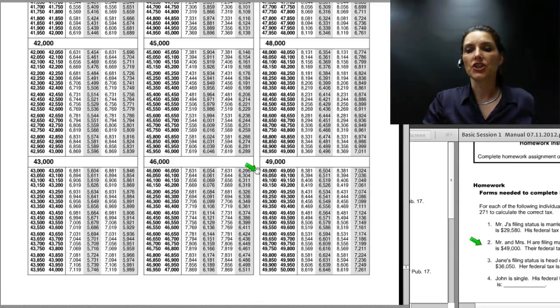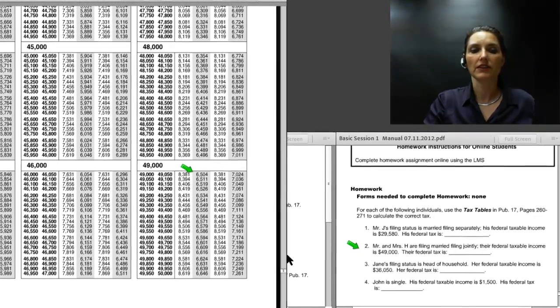Question number 3. Jane's filing status is head of household. Her federal taxable income is $36,050. We'll move up to $36,050 in the tax rate tables. Here is $36,000. You'll see it says $36,050 in this column. However, if you go up to the top, it says if your income is at least this amount but less than this amount, then you would use the amount of tax shown.